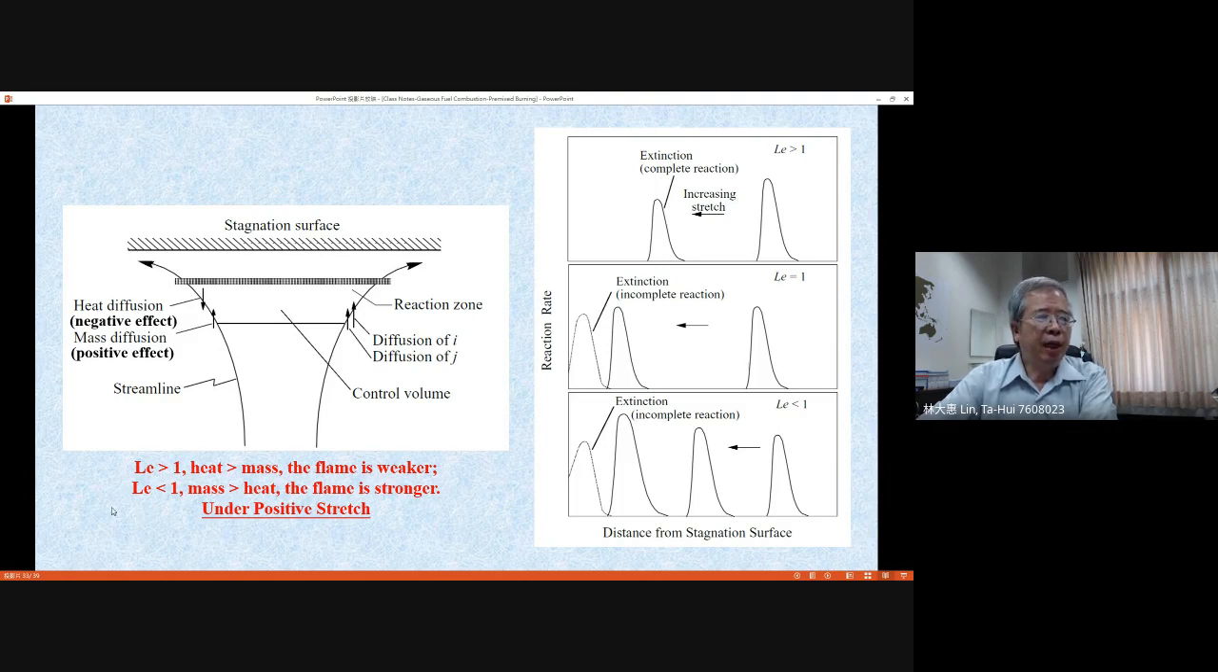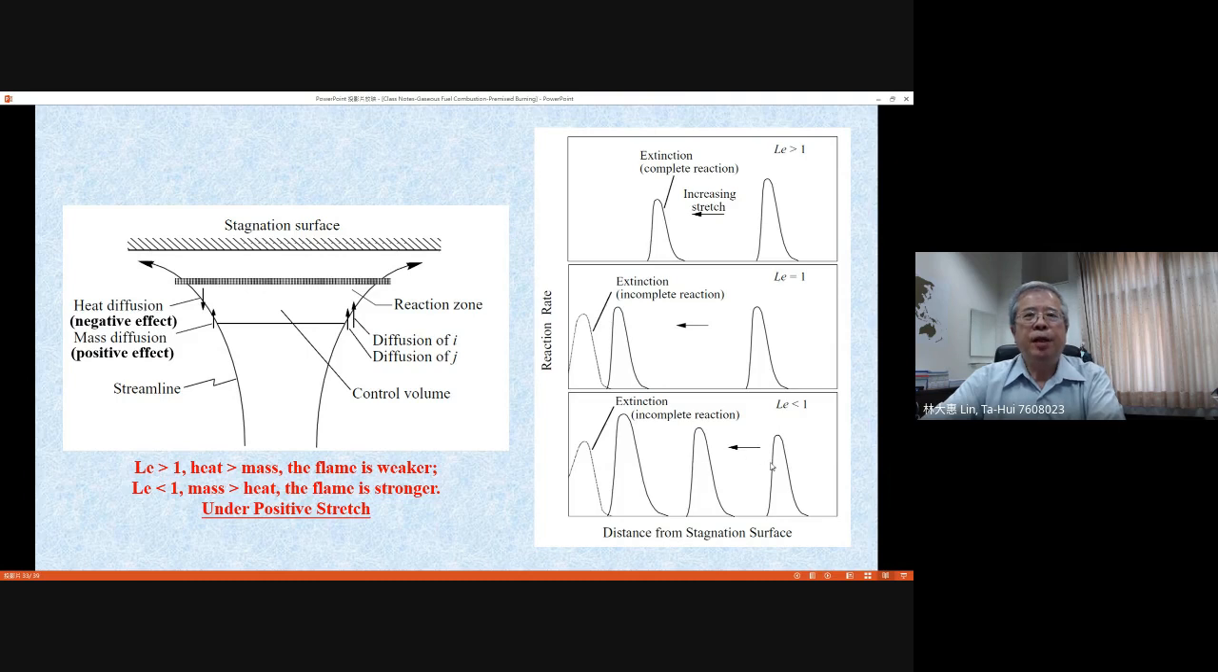Conversely, we look at the case for Lewis number smaller than 1. Here now the mass diffusion, in the denominator, is stronger than the heat diffusion, which means the positive effect is stronger than the negative effect. Then the flame should be stronger. Okay, this is an example here.